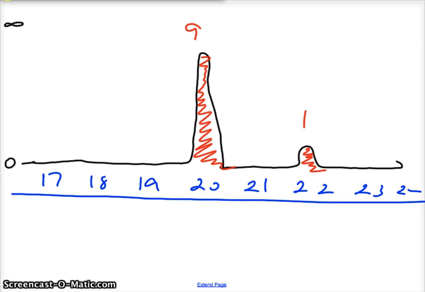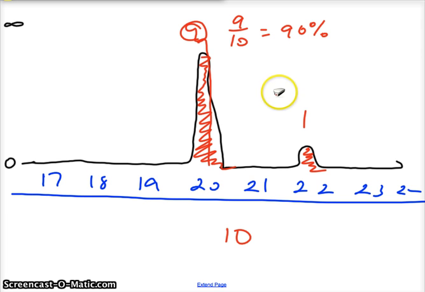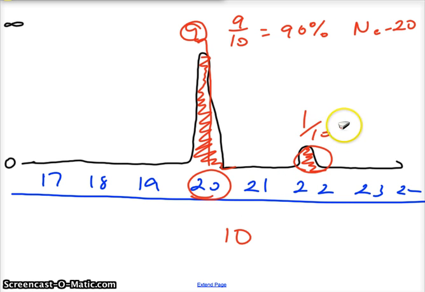Now, what is the total area of your elements? Well, if you add up all your elements together, you had 9 plus 1, a total area of 10, which makes this area 9 over 10. It was 90%. 90% of your atoms that came down that pipe were this one, and this was neon 20. So neon is 90% neon 20. Whereas 10%, 1 divided by 10 of your total, came down this one, and so it's 10% neon 22. And that's how a mass spec works.